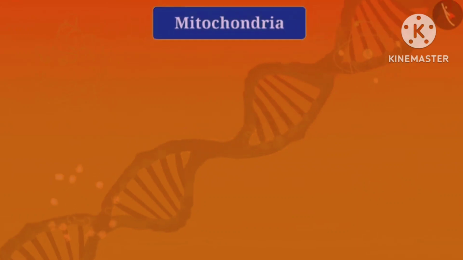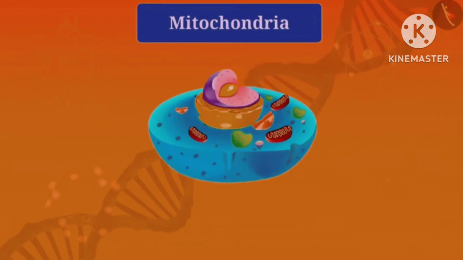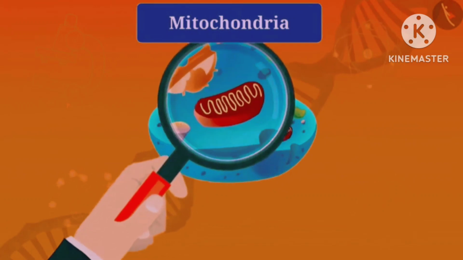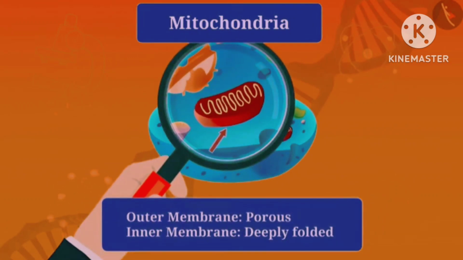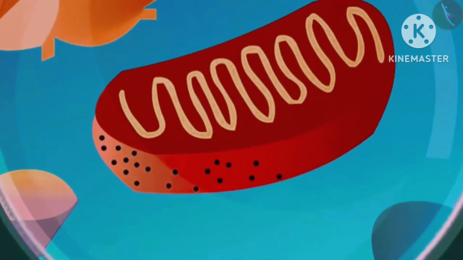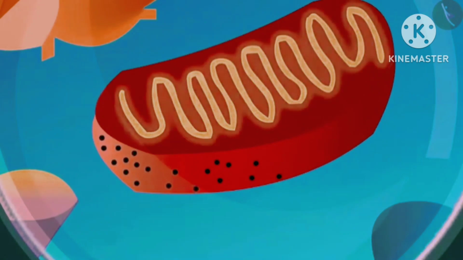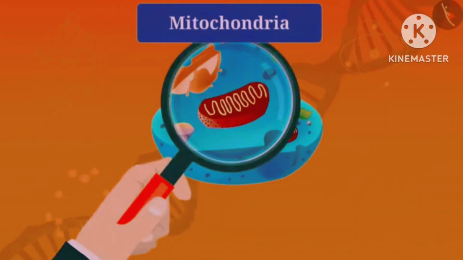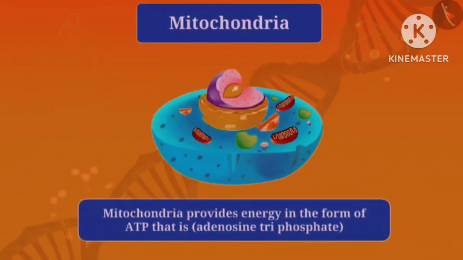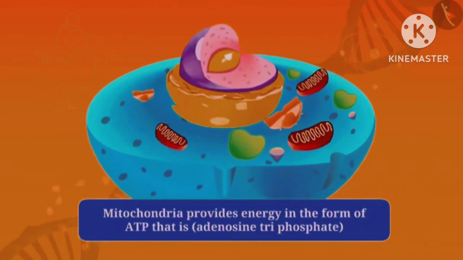Friends, we will now learn about mitochondria. Mitochondria is a double-layered membrane. One is the outer membrane and the other is the inner membrane. The outer membrane is porous and the inner membrane is deeply folded. Do you know, guys, where the cell gets energy to perform its essential functions? Yes, from mitochondria.